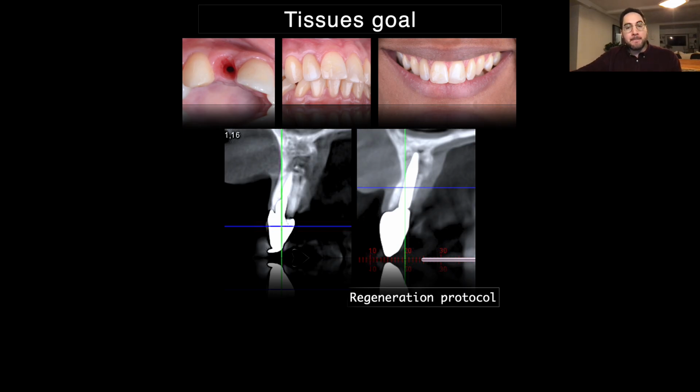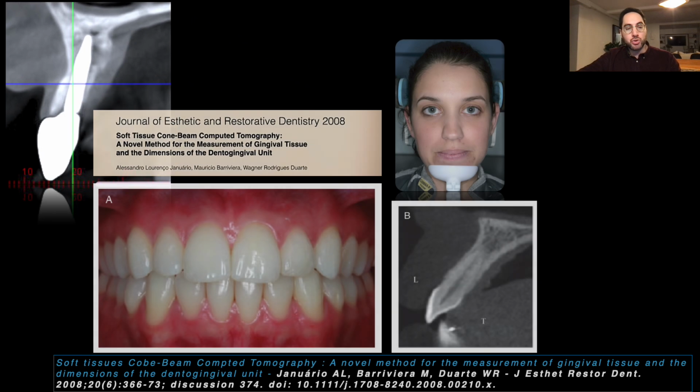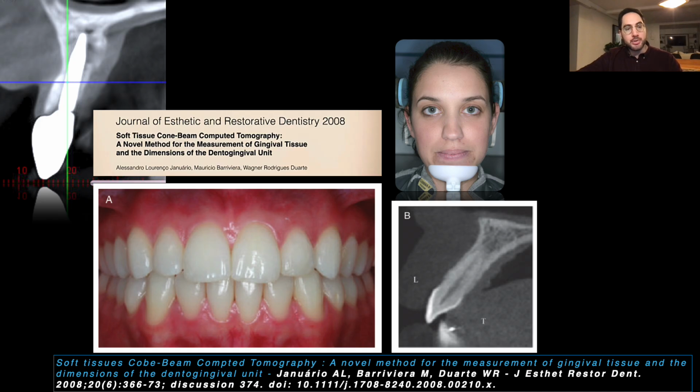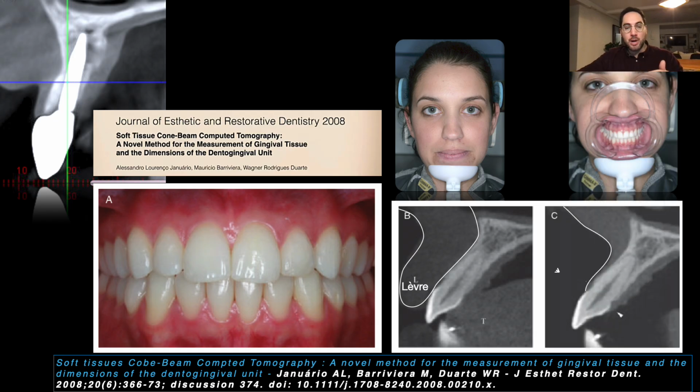But before I show you how the provisional restoration and biomaterials played a key role in this process, I wanted to show you this study from January 2008 that showed that when performing a CBCT scan without a retractor, the lip naturally covers the buccal tissue and the tooth, limiting visibility. But when you use a retractor, this tissue is pulled away, allowing us to precisely visualize the marginal gingiva and its relationship with the marginal bone.